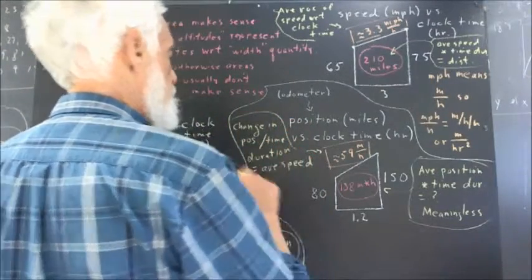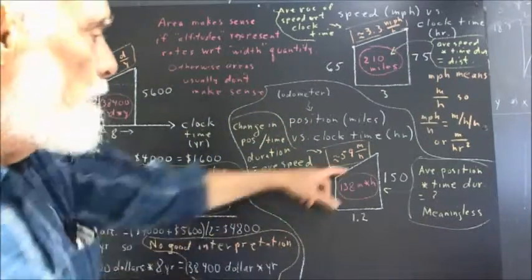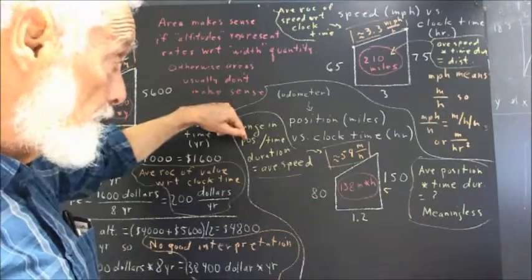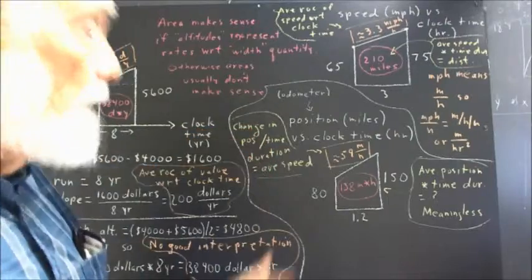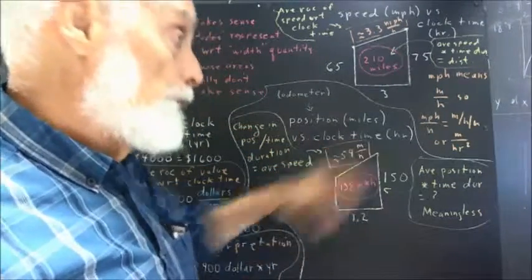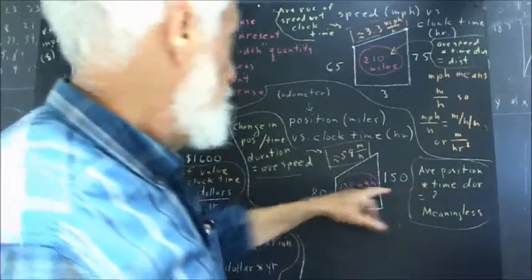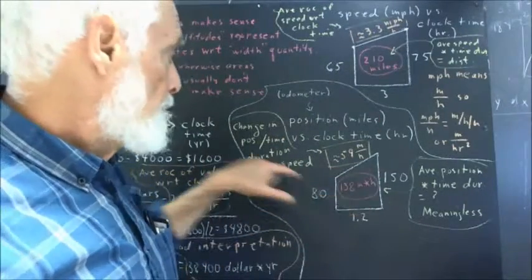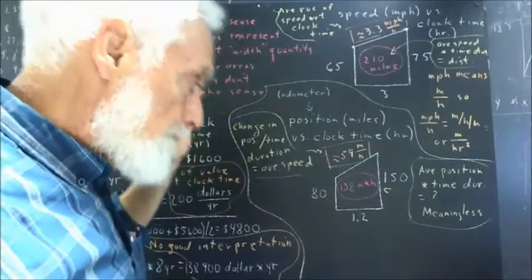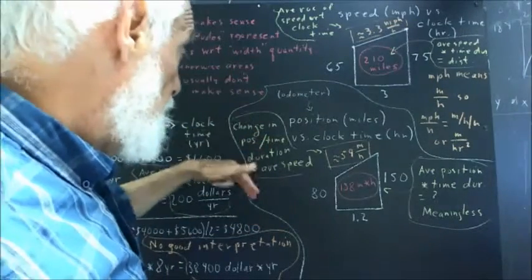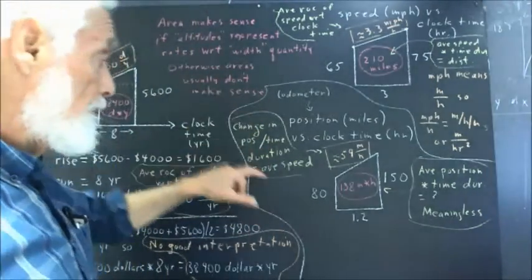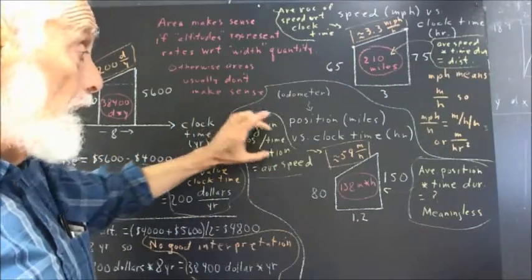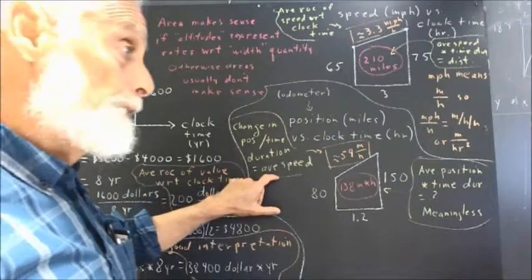Now here, to get the 59 miles per hour, we divided the change in position by the time duration. Again, the altitudes represent positions, so the rise represents change in position, and the run represents the change in our clock time, or our time duration. And that gives us average speed: how many miles divided by how many hours gives us our miles per hour.